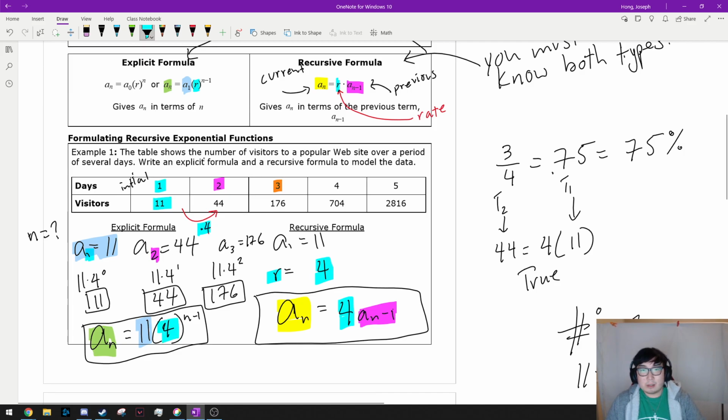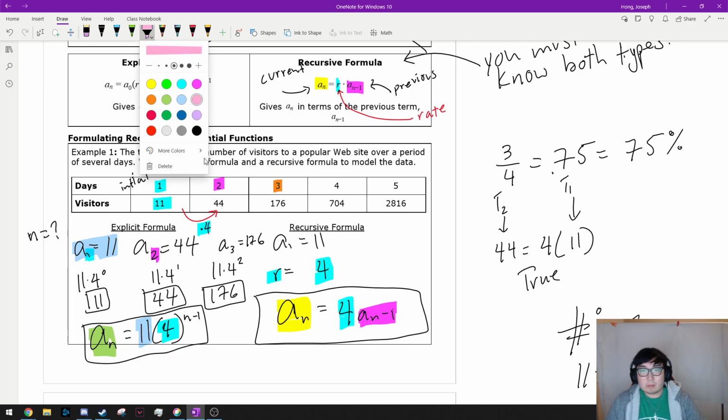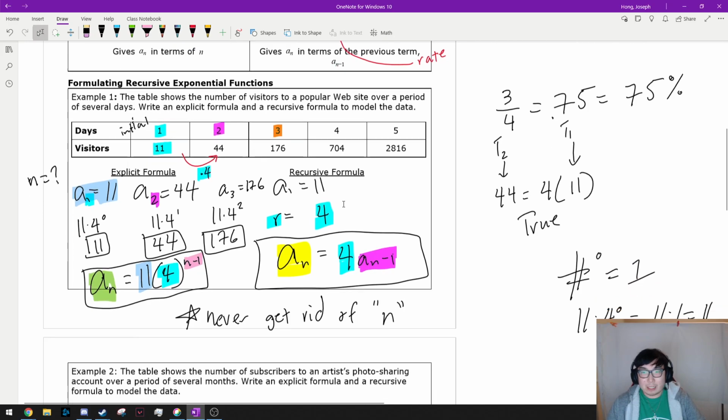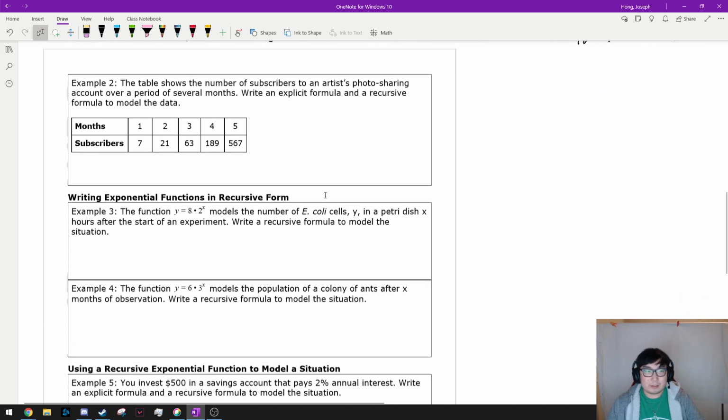And then the last thing, this n minus 1, I did not touch. So nice, a little rule of thumb right here: never get rid of n. If anything has n in the equation, just leave it as an. It'll make your life a lot easier. You won't be as confused.